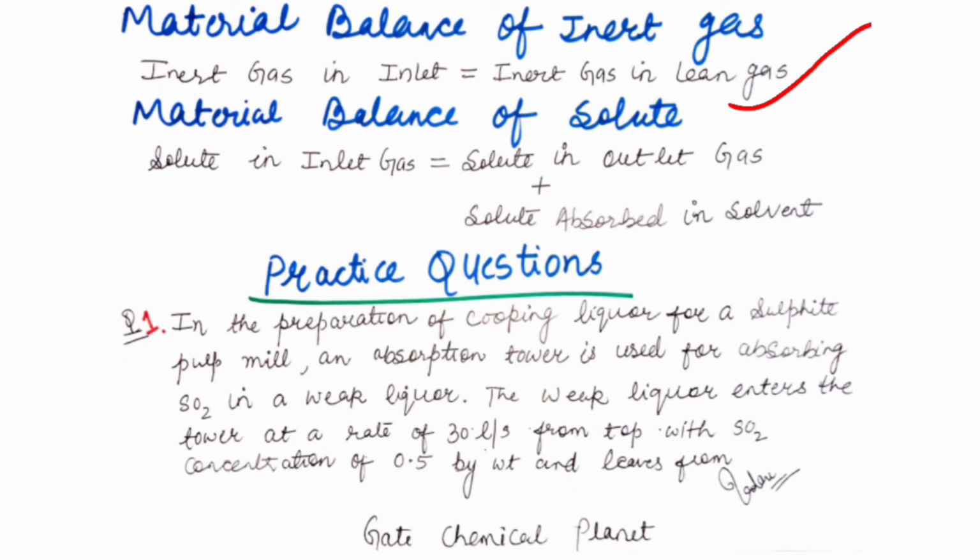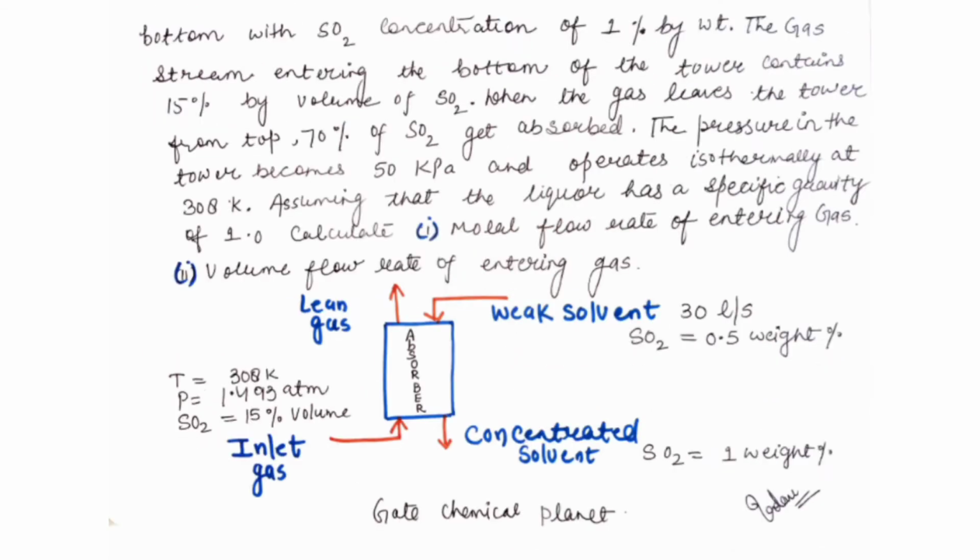Question number 1: In the preparation of cooking liquor for a sulfite pulp mill, an absorption tower is used for absorbing sulfur dioxide in a weak liquor. The weak liquor enters the tower at a rate of 30 liters per second from the top with SO2 concentration of 0.5% by weight and leaves from the bottom with SO2 concentration of 1% by weight.